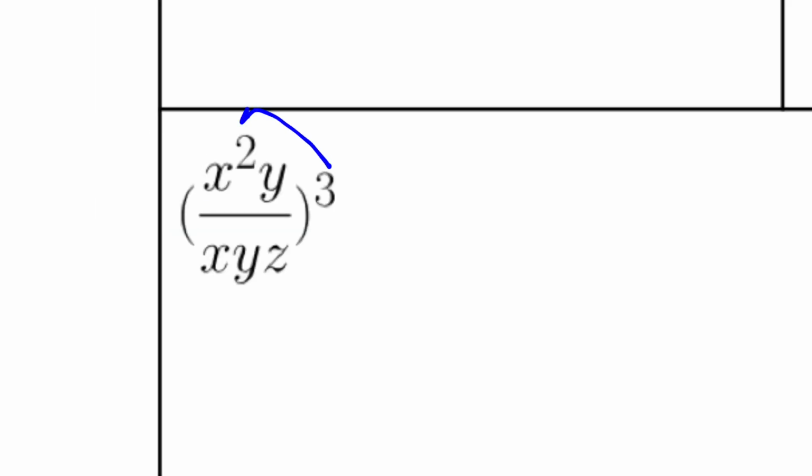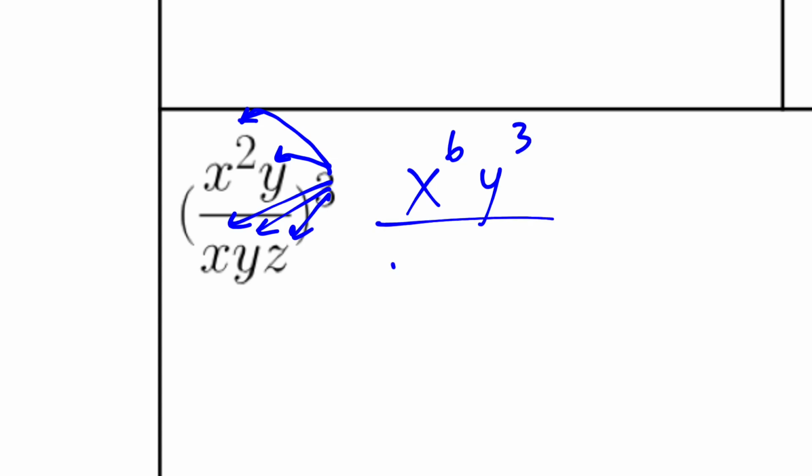There's a lot of things to distribute the 3 here. 2 terms on the top and 3 terms on the bottom. Remember, on the top we're going to use power rule, so 2 times 3 is 6. None of the other terms have an exponent other than 1, so we don't have to worry about that. Elsewhere they all just become 3. Now we can use the quotient rule.